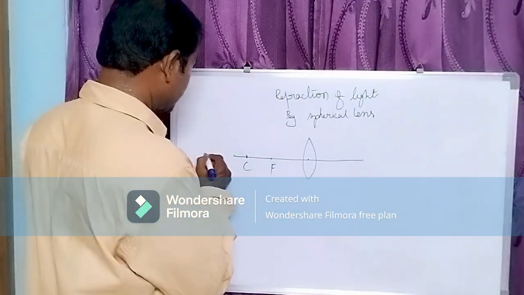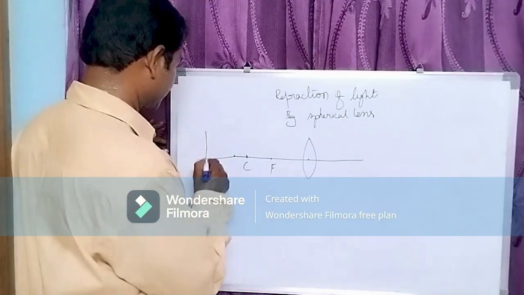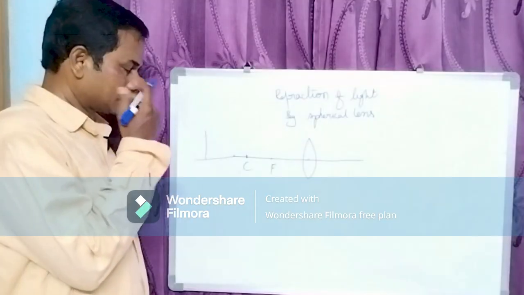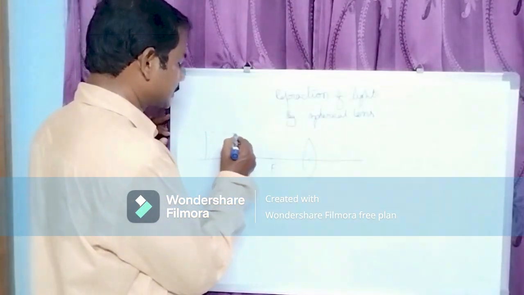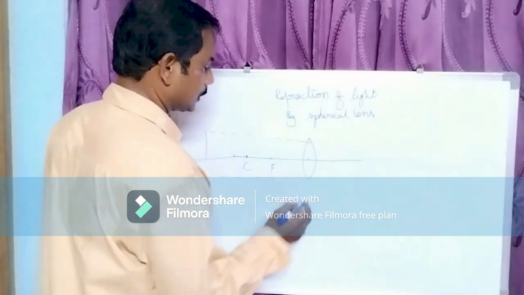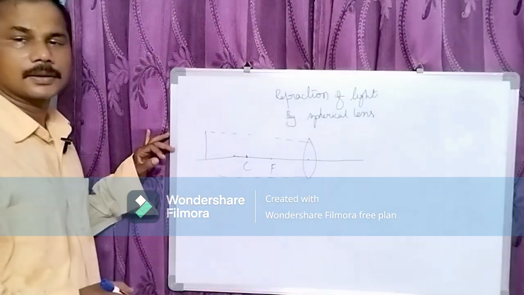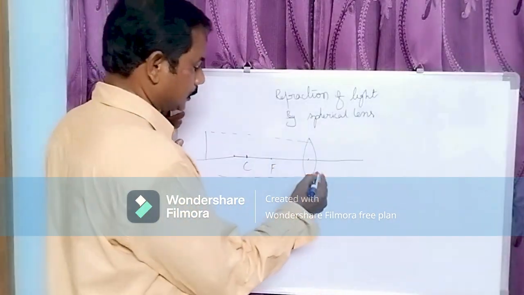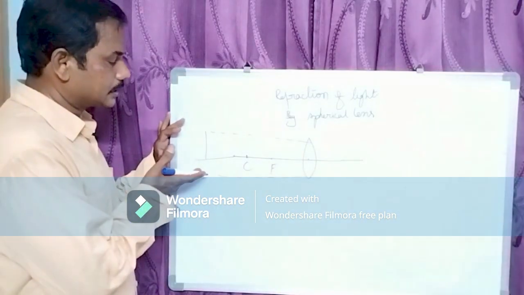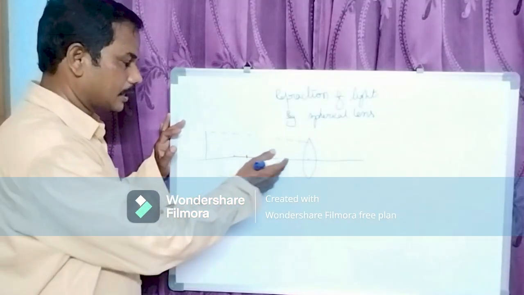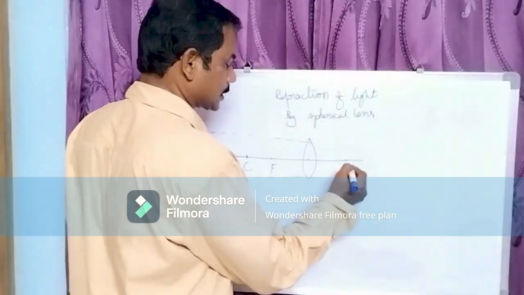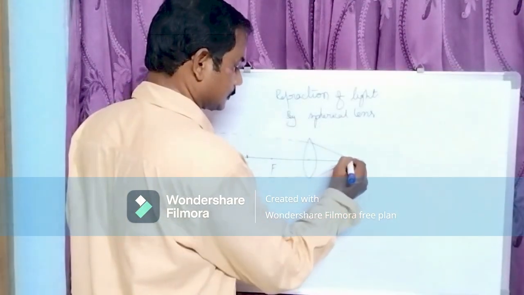If the object is placed somewhere here, these parallel lines are passing likewise. Where will the image be formed? When lines are coming from infinity and parallel to the principal axis, they will converge at the focus.